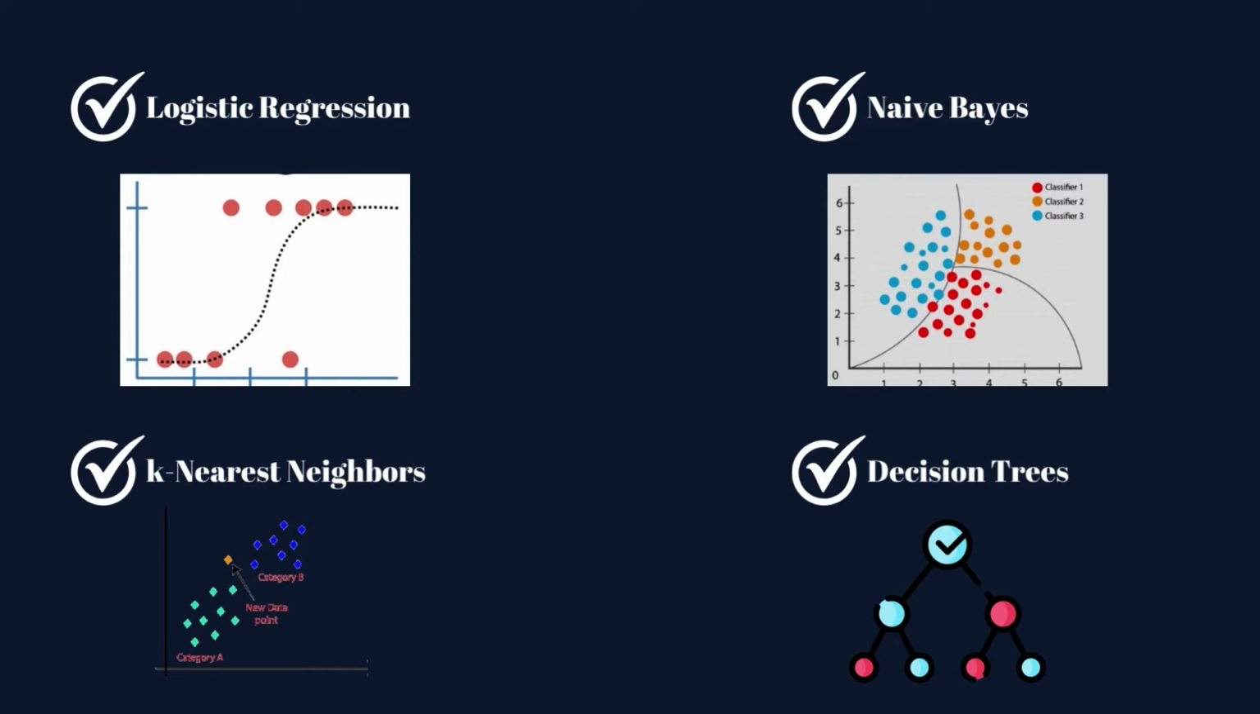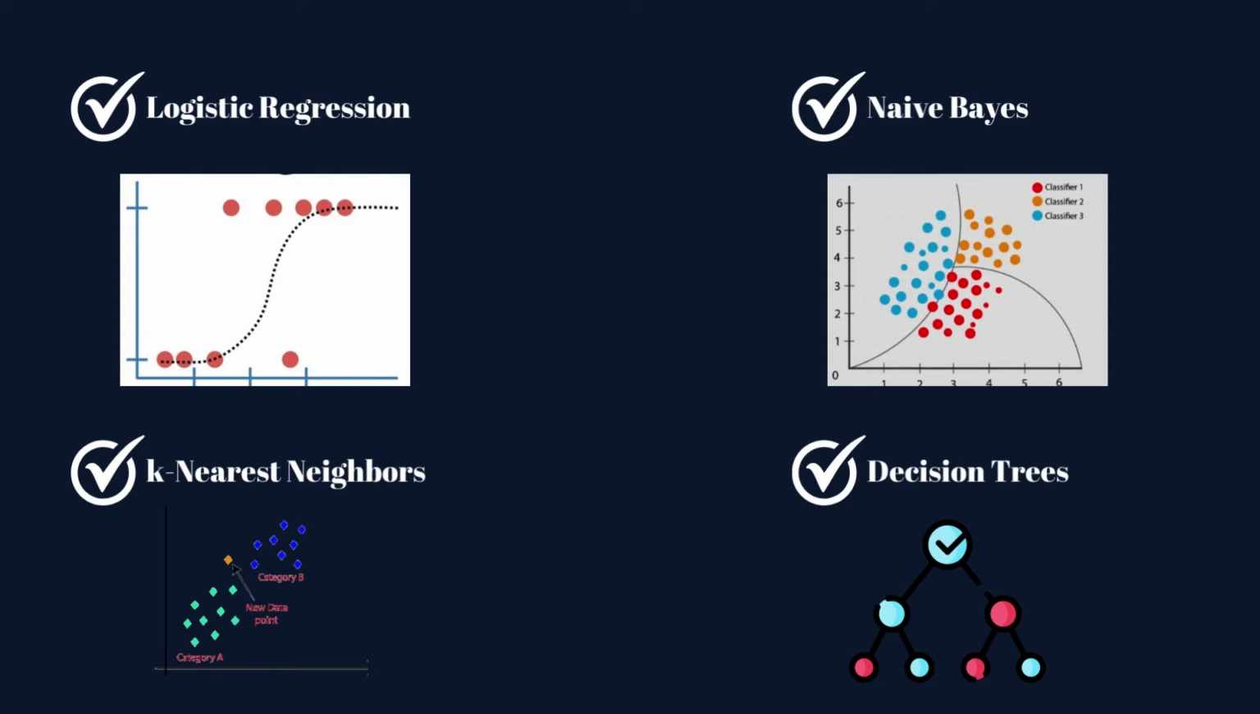The third algorithm is k-nearest neighbors. K-nearest neighbors is a simple algorithm that classifies an observation based on the majority class of its k-nearest neighbors. It is often used in image classification and anomaly detection. The fourth algorithm is decision trees. It's a tree-based model that recursively splits the data into subsets based on the values of the input features. It is widely used in applications such as credit scoring, medical diagnosis, and customer churn prediction.